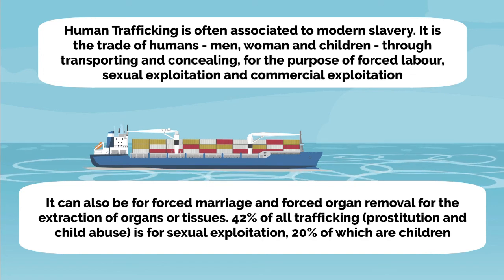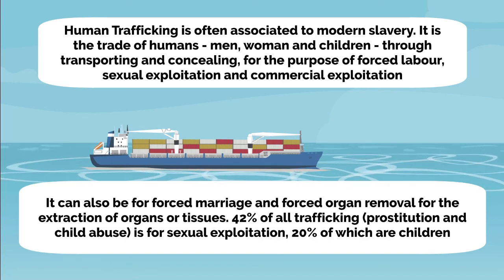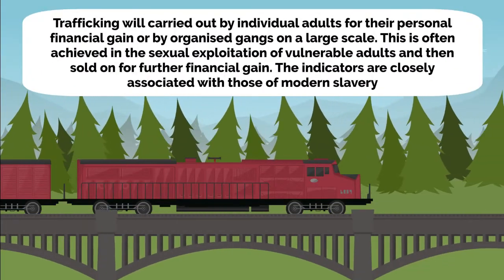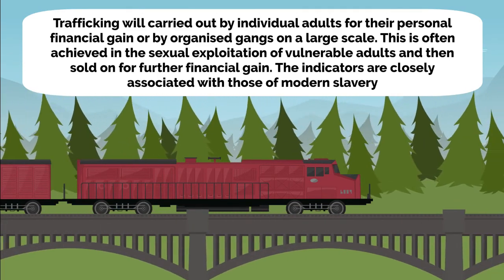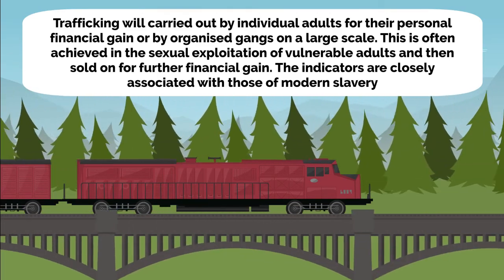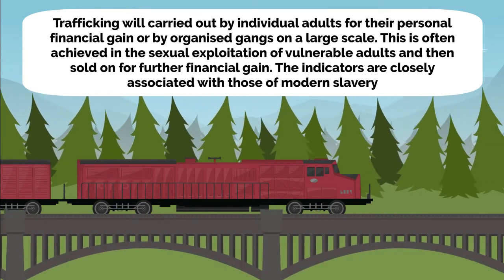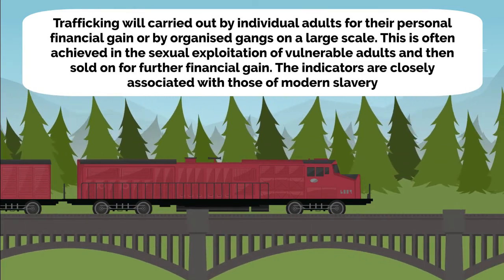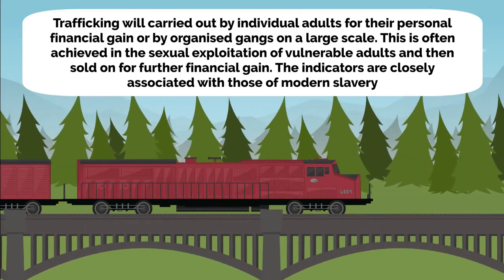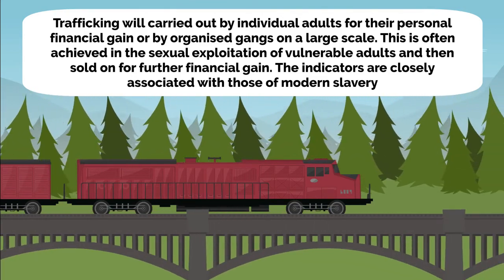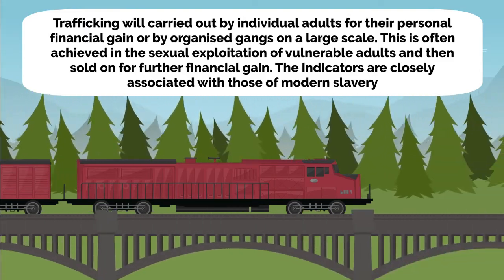42% of all trafficking, prostitution and child abuse is for sexual exploitation, 20% of which are children. Trafficking will be carried out by individual adults for their personal financial gain or by organised gangs on a large scale. This is often achieved in the sexual exploitation of vulnerable adults and then sold on for further financial gain. The indicators are closely associated with those of modern slavery.